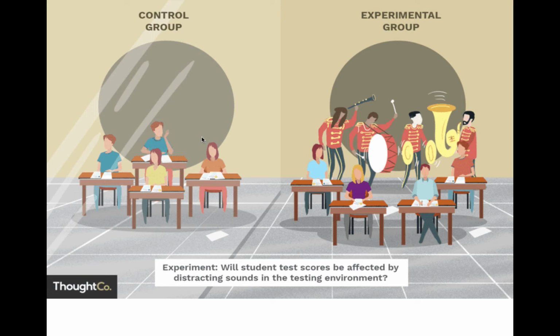So think for a second, pause the video. What is the independent and the dependent variable in this scenario? Our independent variable is the distracting sounds. If we're talking about levels of the independent variable, we're going to define our independent variable as either being exposed to distracting sounds or taking the test in a quiet room. Our dependent variable is going to be students' test scores.